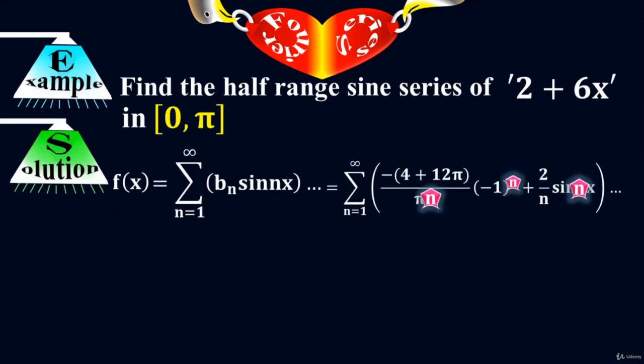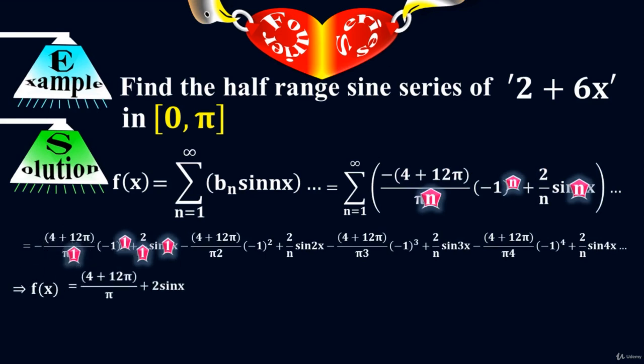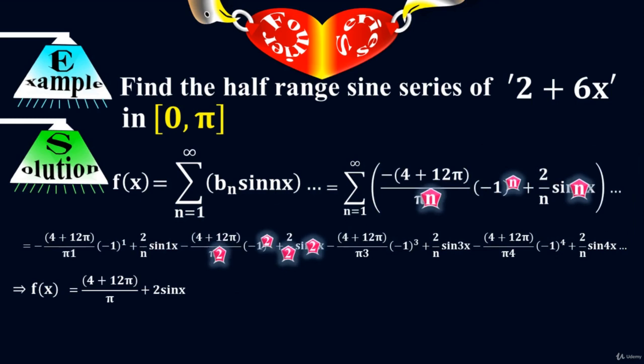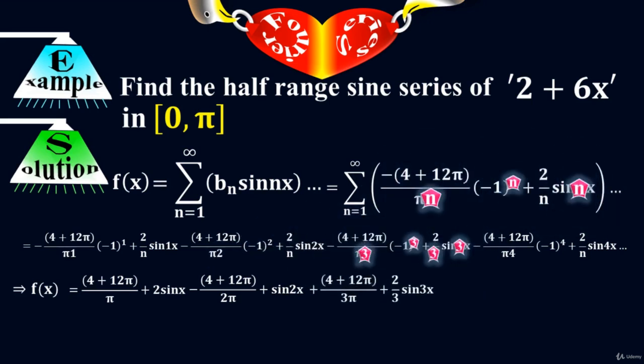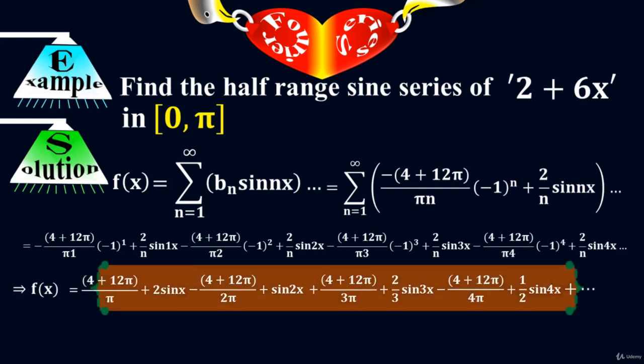Just put it here. Let me substitute some values for n. If I put the value of n equals 1, this term will be 4 plus 12 pi over pi sine nx. When I put n equals 2, this term will be minus 12 pi over 2 pi sine 2x. When I put n equals 3, this term will be 4 plus 12 pi over 3 pi sine 3x. And finally, when I put n equals 4, this term will be minus 4 plus 12 pi over 4 pi sine 4x. This is my final half-range sine Fourier series, if I have the function 2 plus 6x, which is defined in the limits from 0 to pi.